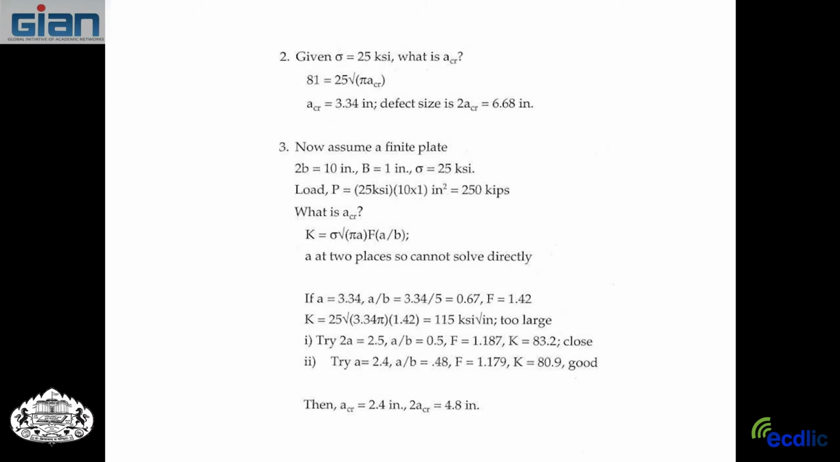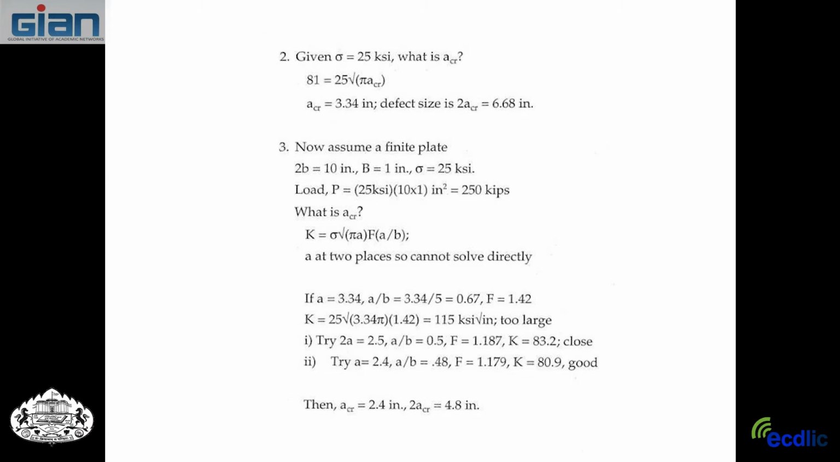Now when you write K, here you have square root of pi a, where a is crack size, and then F is a function of A over B. So in this analysis you have A here and A there. You can't solve for A directly because it's in two places. In one case, the A is embedded in this graph or table, and in the other case, it's under the radical. So there's really no way to calculate A directly. So you do it indirectly.